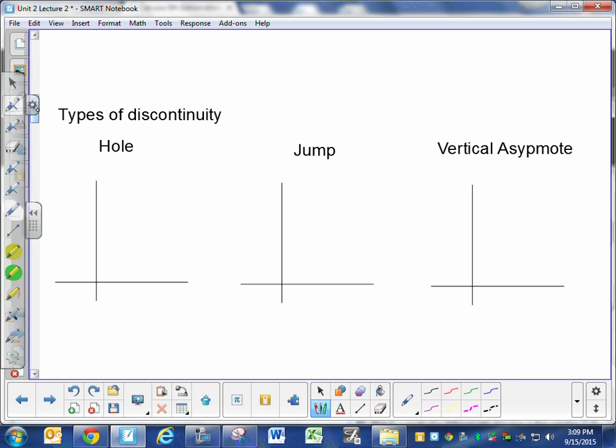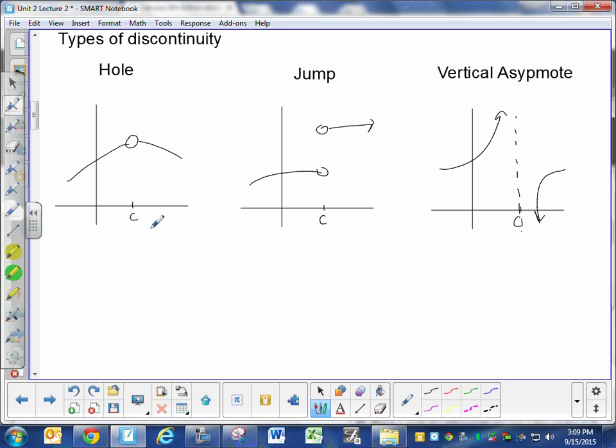You'll see these three types of discontinuities: holes, a jump. Maybe you have a function value, maybe you don't. A vertical asymptote. Okay. And wherever this x location is, we say we are discontinuous at that location, or we have a discontinuity at x equals c.